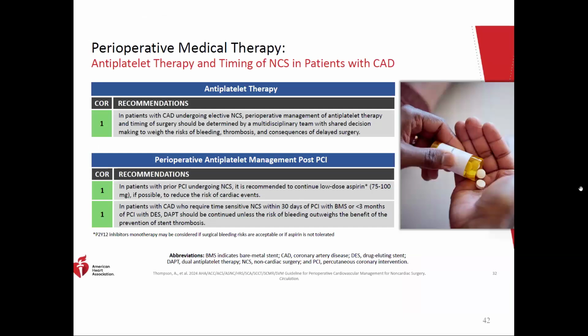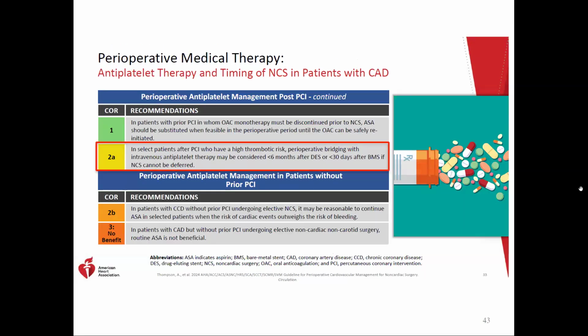This says it should be a discussion with the team. In patients with prior PCI undergoing non-cardiac surgery, it's recommended to continue aspirin if possible. That's class 1. And the second statement is in patients with CAD who require time-sensitive non-cardiac surgery within 30 days of PCI or less than 3 months of DES, you want to continue the dual antiplatelet therapy, which is what we just talked about.